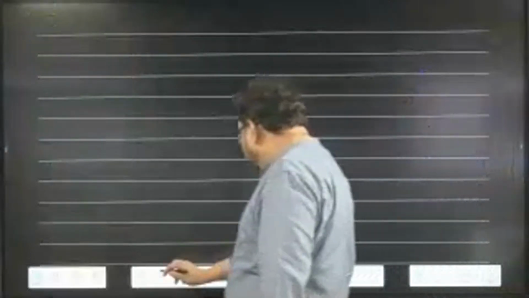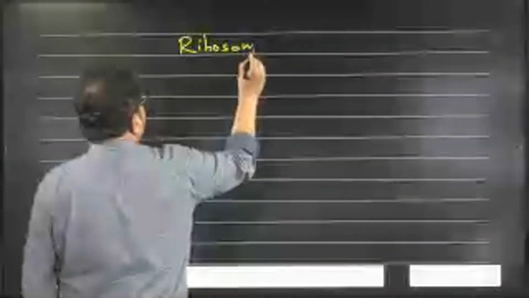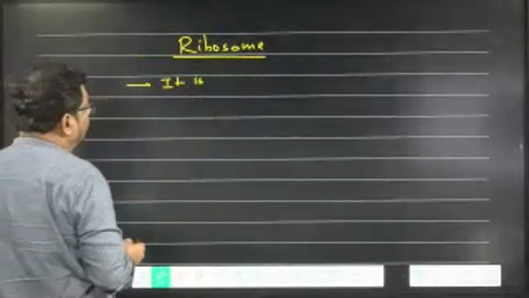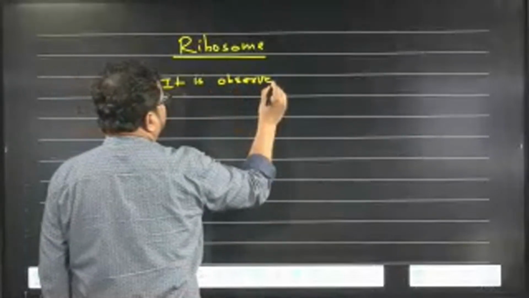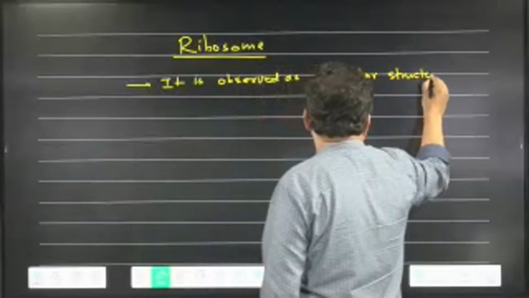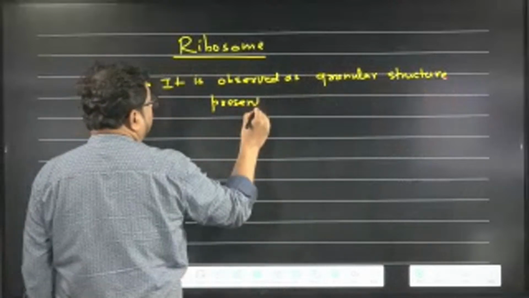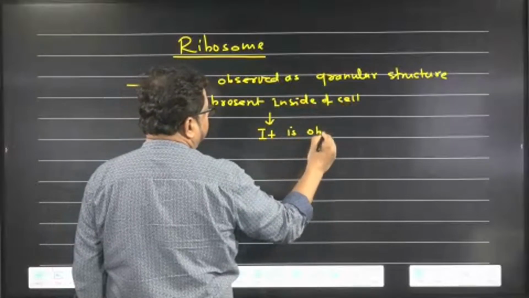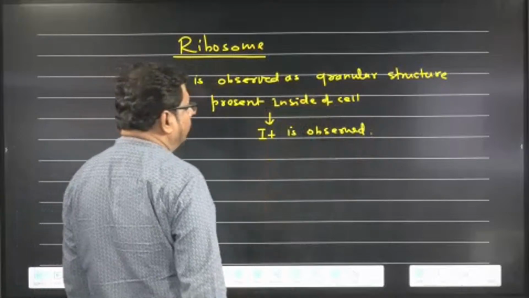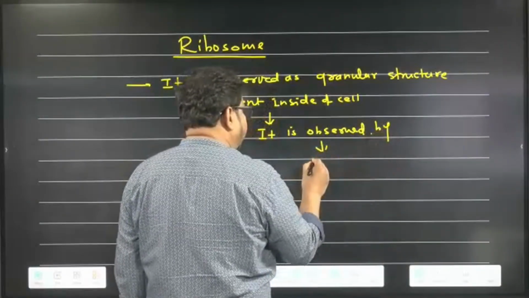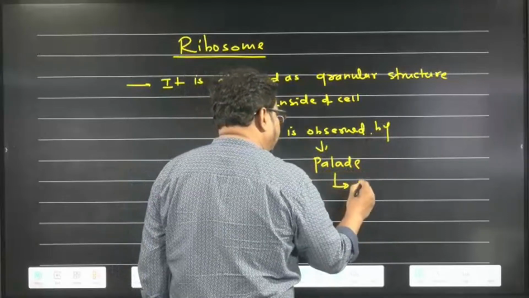Now I am moving ahead. Now we are going to talk about ribosome. When you see the cell with an electron microscope, you will find it is observed as a granular structure present inside the cell. When you reveal the structure through an electron microscope, it is observed as a granular structure present inside the cell. And who observed it first of all? It was observed by George Palade.